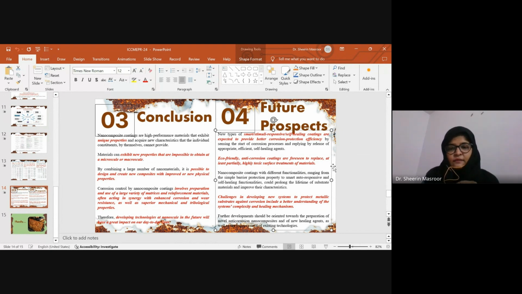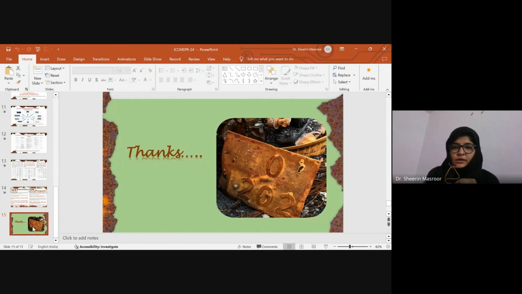And we can arrange different nanocomposite coatings with different functionalities, from the simple coatings, which are auto responsive and self healing in nature. So challenges in developing new systems to protect a metallic substrate against corrosion include a better understanding of system complexity and healing mechanism. So this is all for today.